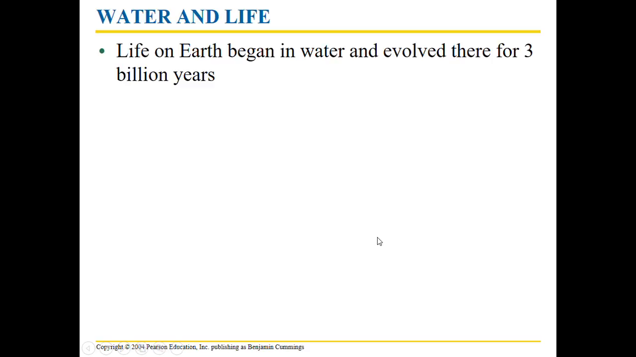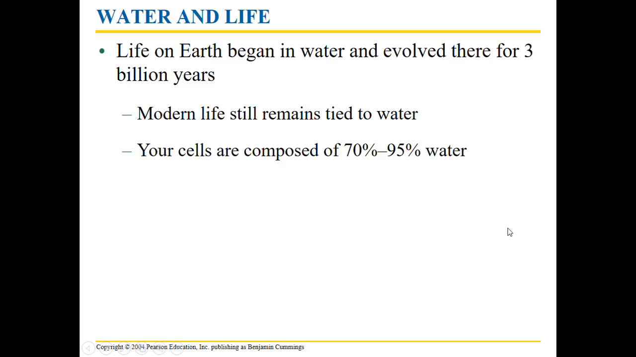So moving on to water and life. Water is the most important thing ever. Without it, life as we know it wouldn't be possible. Life on Earth began in water and evolved there for 3 billion years. So think about that. We talked about 30 million in our previous chapter. Think about how much 3 billion is. It's just an astronomical amount. Modern life still remains tied to water. You can't deny that. And your cells are actually composed of 70% to 95% water.